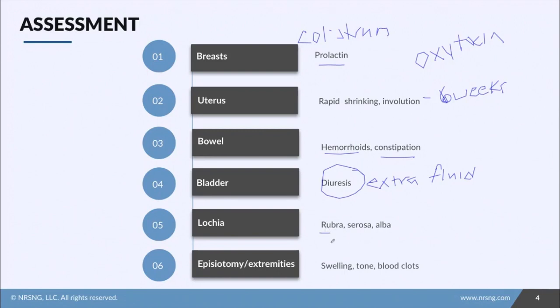So first we have rubra, which is just the red blood, bright red blood. And then we have serosa, which is where it gets a pinkish brown color. And then alba, which is white.